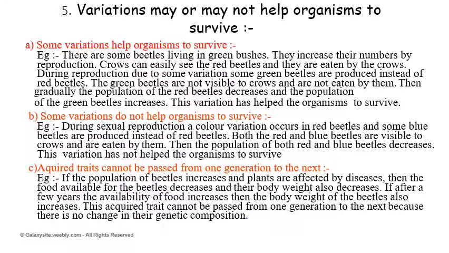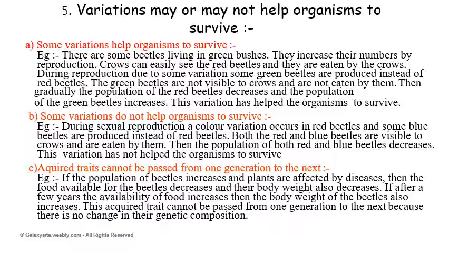Variations may or may not help an organism to survive. Some variations help an organism to survive. For example, there are some beetles living in green bushes. They increase their number by reproduction. Crows can easily see the red beetles and they are eaten by the crows. During reproduction, due to some variation, some green beetles are produced instead of red beetles. The green beetles are not visible to crows and they are not eaten by them. Then gradually the population of red beetles decreases and the population of green beetles increases. This variation has helped the organism to survive.